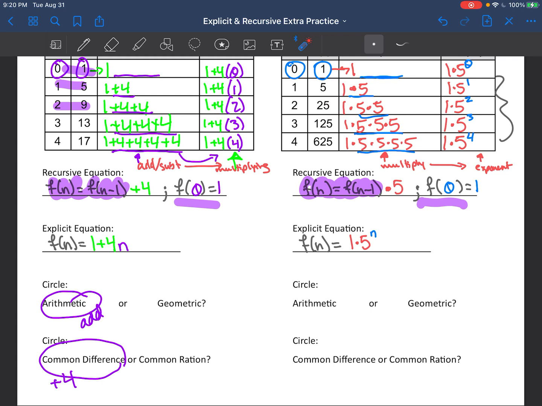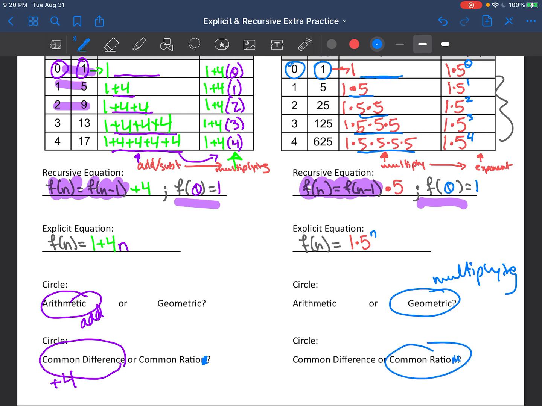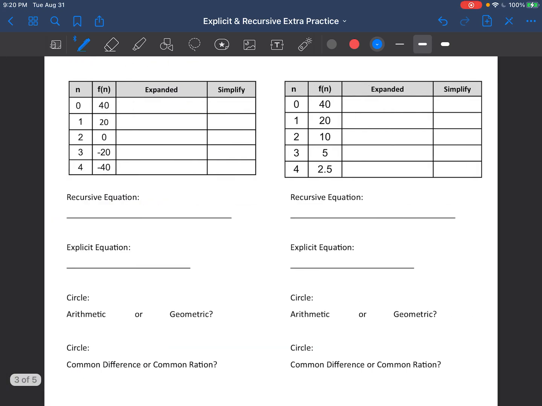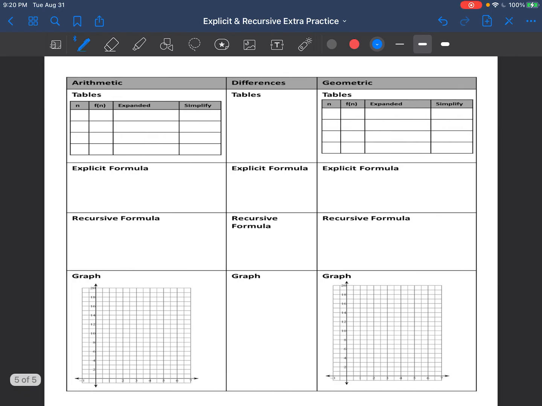All right, now we got a circle. So is this a geometric or is this an arithmetic sequence? Well, since we're multiplying, it's geometric, right? Now, is this a common difference or a common, this is supposed to be a ratio. It's a common ratio, right? The common ratio is the number we multiply by, and our common ratio this time is times 5, okay? So you will continue to do this all throughout. And then at the end here, I want you to fill out the differences between an arithmetic sequence and a geometric sequence.